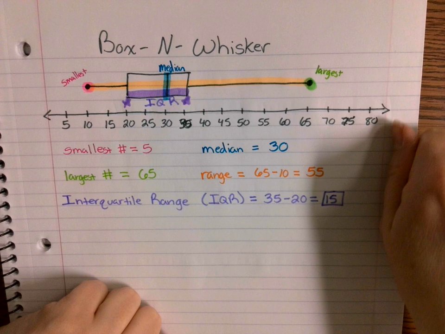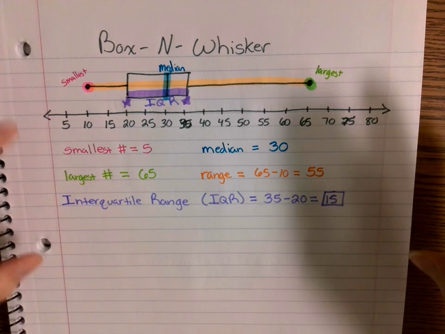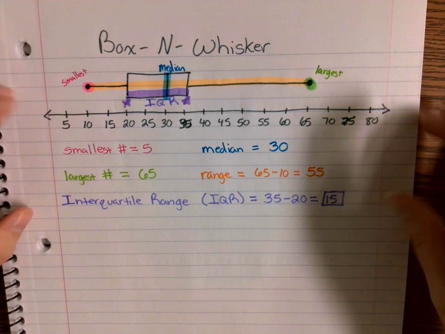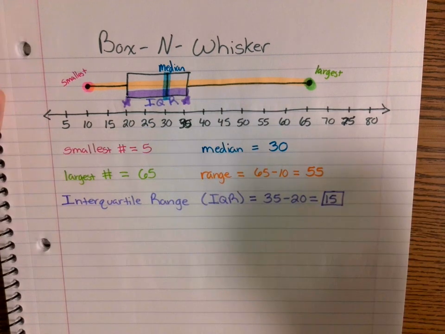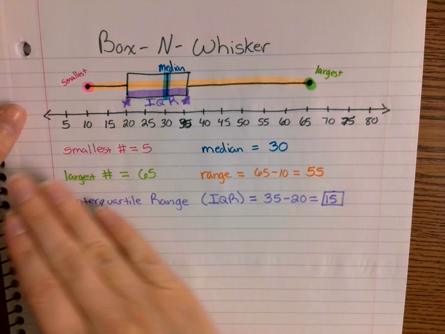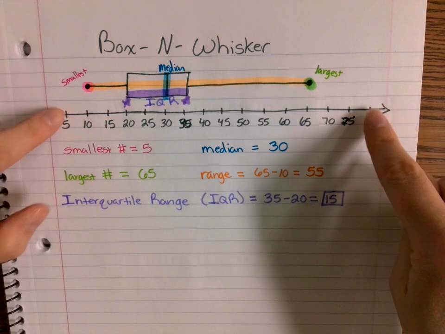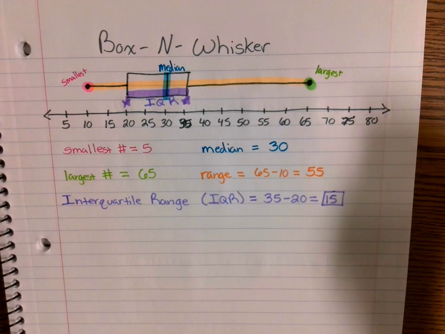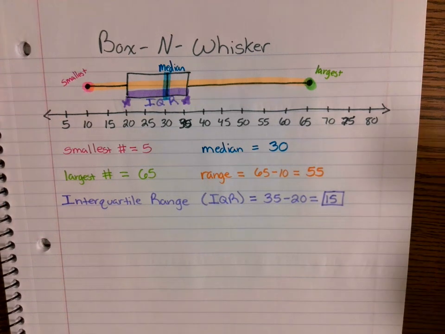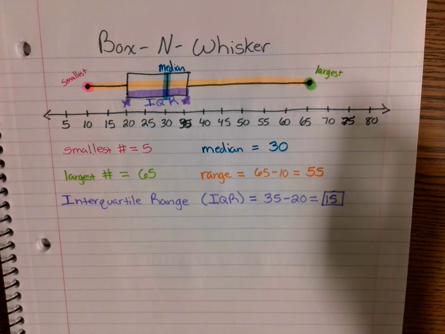So you don't know what the specific values are in the data set when you are given your plot. What you do know is just the range. So a box and whisker plot is a really great representation for identifying variability of a data set. Variability means how spread out or how compact is your data.